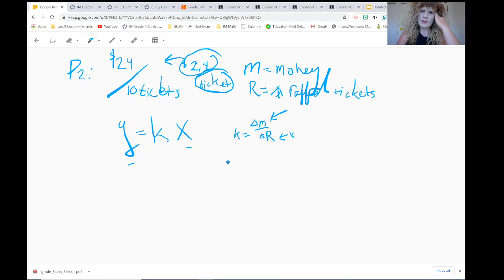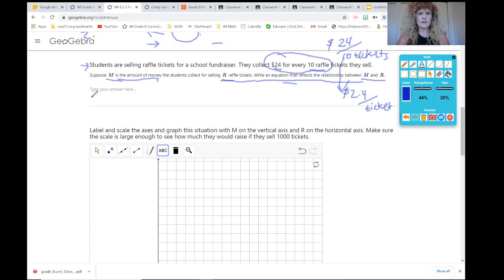So in that case, we want money for our y value. And then our rate is 2.4, and r is our x value. Okay, there's the equation. Does it make sense to you? Make sure you understand this equation. And then type it in on the line here.